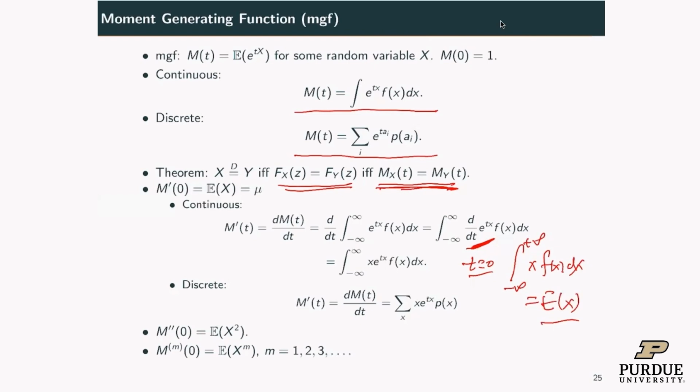Similarly, you can take the second derivative, let t equal to 0, and you will get the second moment. So you can get any moment. So this is called the moment of this random variable.